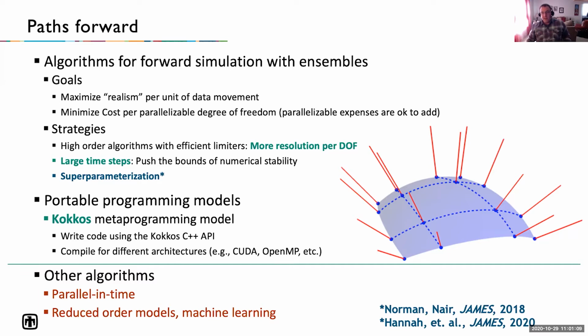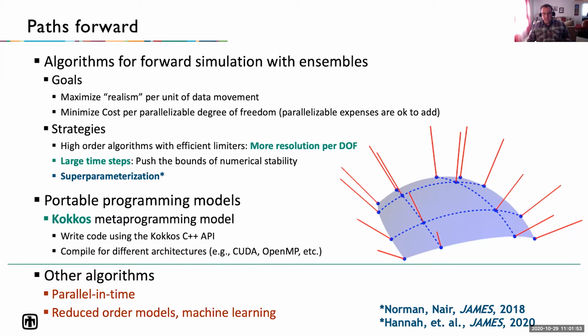Generally, if you can parallelize something, it's okay to add, especially if you can put it on something like a GPU. If you can add work that parallelizes easily relative to the cost of moving that work even from one CPU to an attached GPU, the cost of that work is negligible relative to that data movement. So strategies that we have looked into and that have worked are high order algorithms, but because they're high order, they require good limiters. And what you're doing here is you're adding more resolution per degree of freedom. We're looking at methods that really push the bounds of numerical stability by being capable of using large time steps.